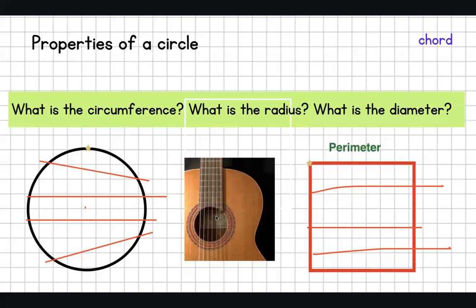Think about the strings on a guitar. So let's go over that again. We don't say perimeter with circles, we say circumference. When we look at the width, we go to its widest part, that's the diameter. And what's the radius? Go to the center point and go outwards. That's the radius. And the chords are these lines slicing across the circle.